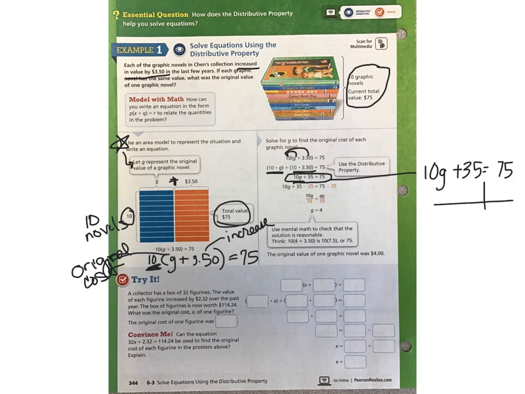So we're going to solve that. They do everything horizontally and I do everything vertically. So we're going to take away that 35 from both sides, because what we're looking for is how much the 10g is worth. Well, something plus 35 is 75, and that something is 40. So now I know that 10 of those original graphic novels had a cost of $40, which means each one of them is $4.